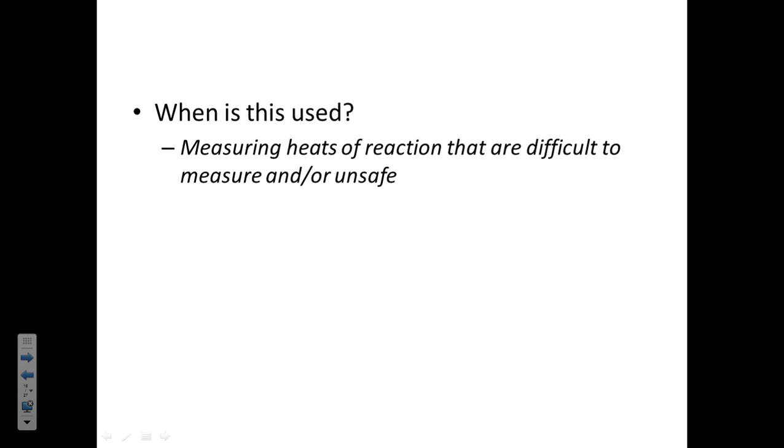Or there might be some instances where measuring the heat of reaction is unsafe. So if you have something that gives off a lot of heat or gives off a vapor or a lot of light, that might be something that is unsafe to do in the lab. So if you can't measure heat of reaction directly using calorimetry, you can use Hess's law to approximate what that enthalpy should be.